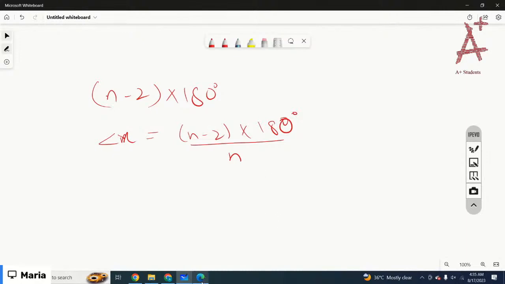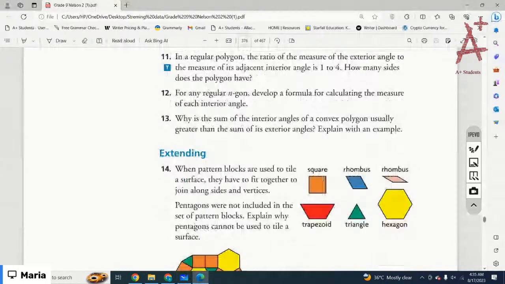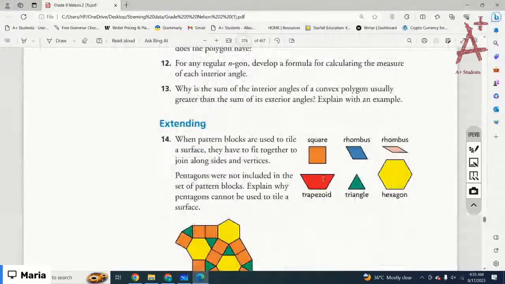Okay, let's just start with question number 14. When pattern blocks are used to tile a surface, they have to fit together to join along sides and vertices. Pentagons were not allowed in the set of pattern blocks. Explain why pentagons cannot be used to tile a surface.